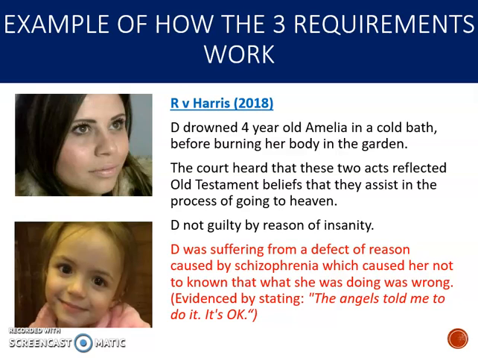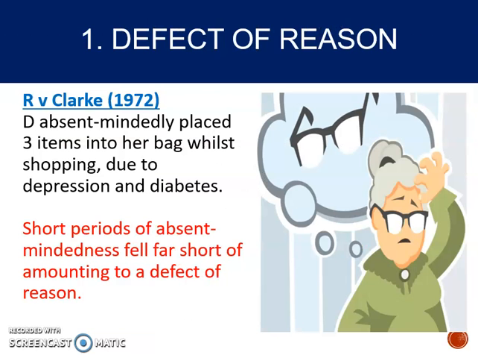Now that we've looked at this example of a fairly recent insanity case, we're going to break down and have a look at each of the requirements for insanity, starting off with defect of reason. For a finding of insanity, the defendant must suffer from a defect of reason. This is requirement 1. And the case of Clark tells us that mere forgetfulness or absent-mindedness is not sufficient for a defect of reason. Because short periods of absent-mindedness, we all might experience that from time to time. It's not going to be enough for insanity.